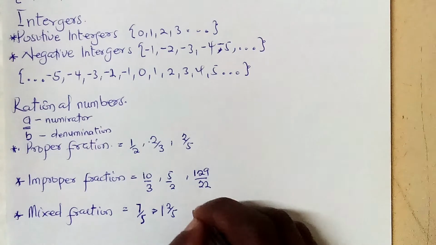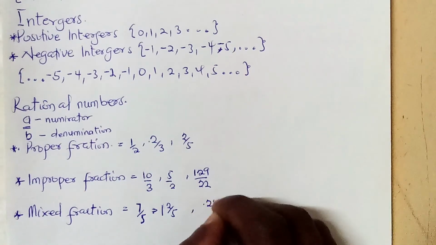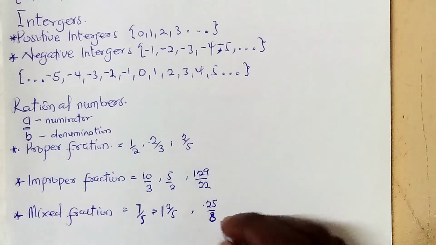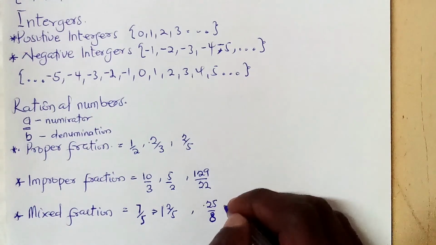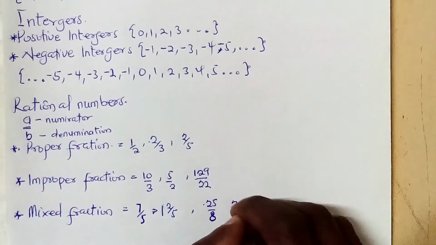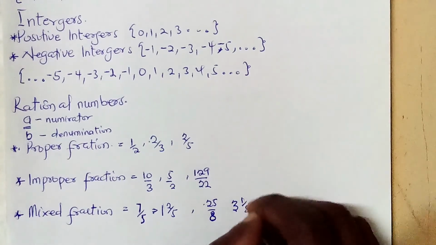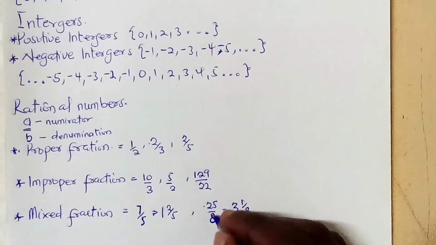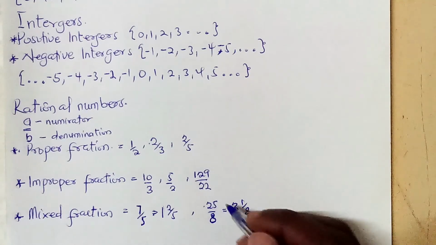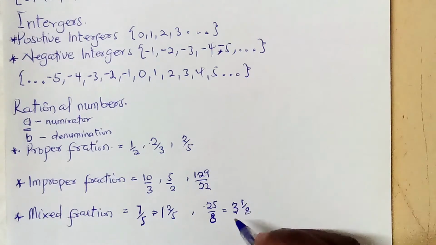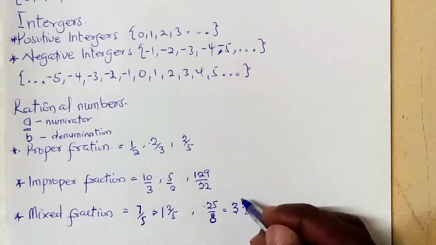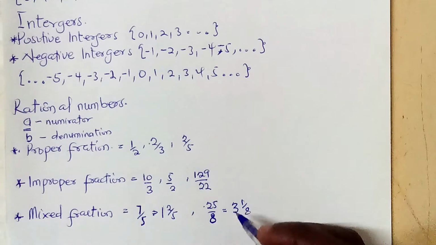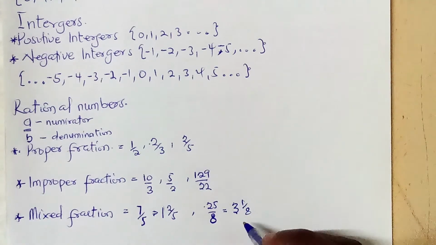Another example is 25 over 8, an improper fraction. Changing it into a mixed fraction, we get 3 whole number, 1 over 8. 8 can go into 25 three times, so we write the 3 as the natural number, and the remainder is the numerator. The denominator is the 8.